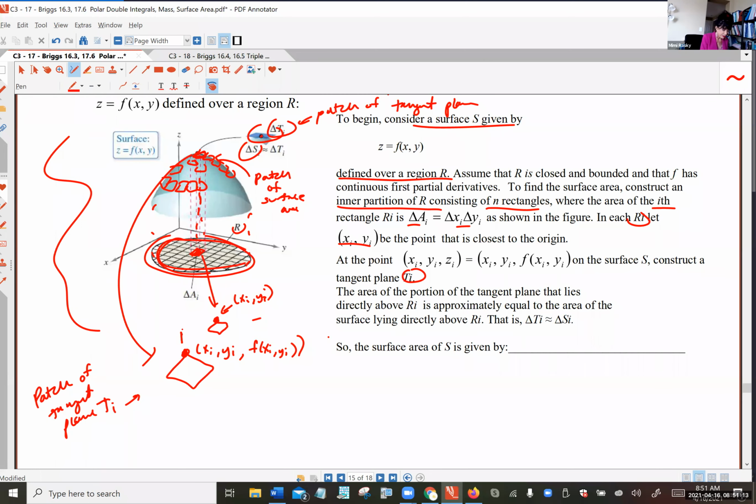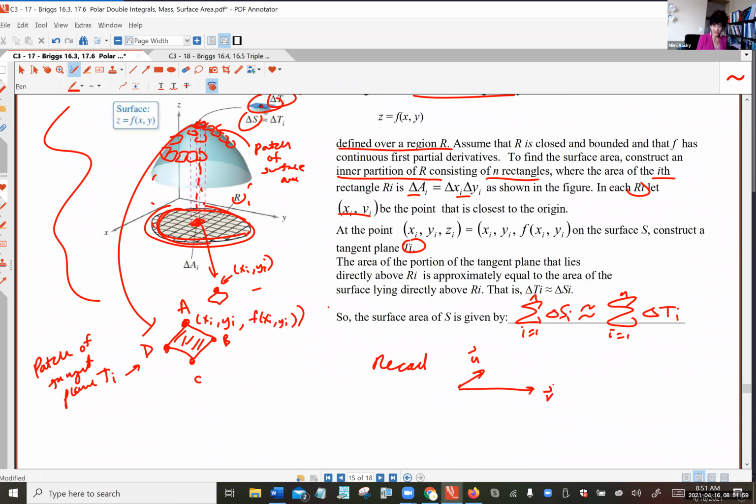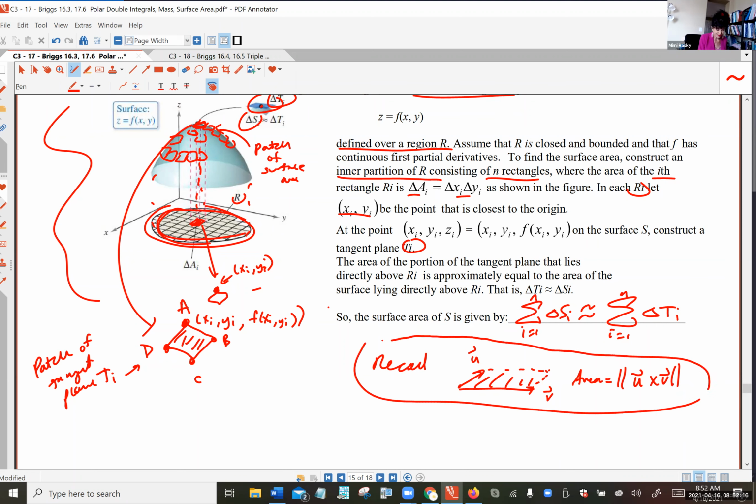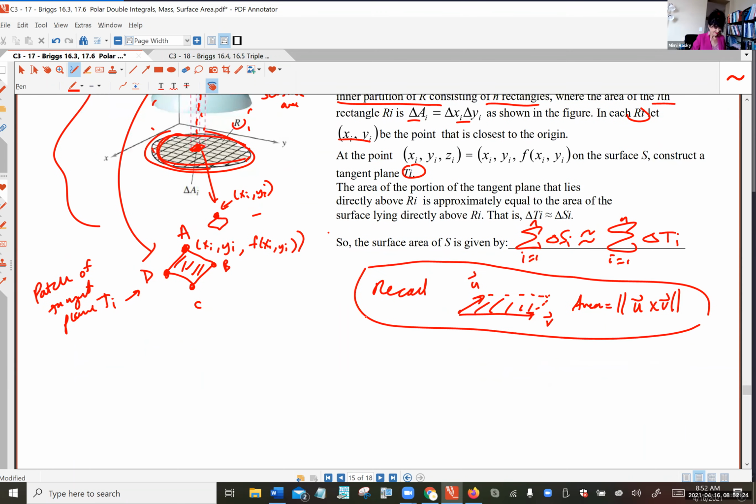I want you to recall that if you have two vectors that are adjacent side lengths of a parallelogram, and this is something we learned like the first or second week of class, this area was the magnitude of the cross product of u and v. Do you guys recall this handy fact here? Yes. I hope so. It's going to be on the final. So what does that have to do with this little delta T sub i we're working on here, trying to get the area?